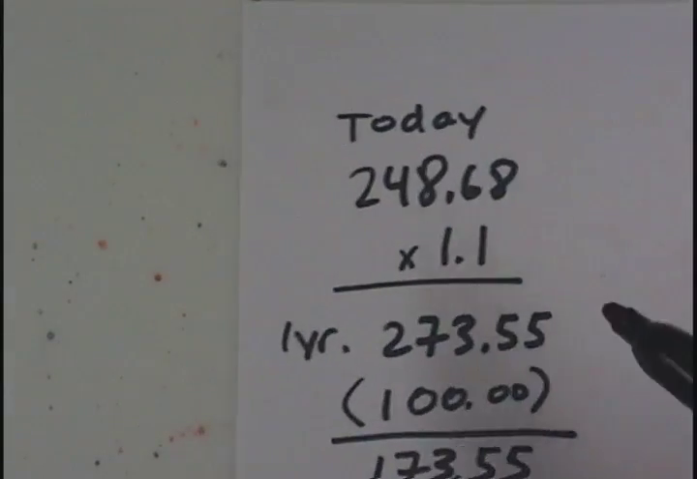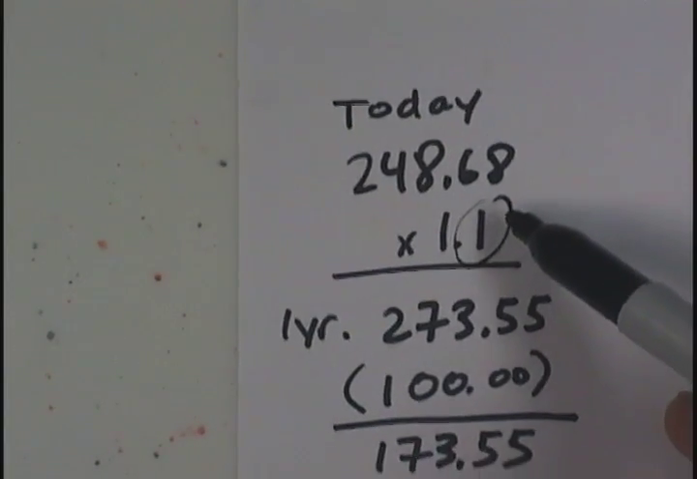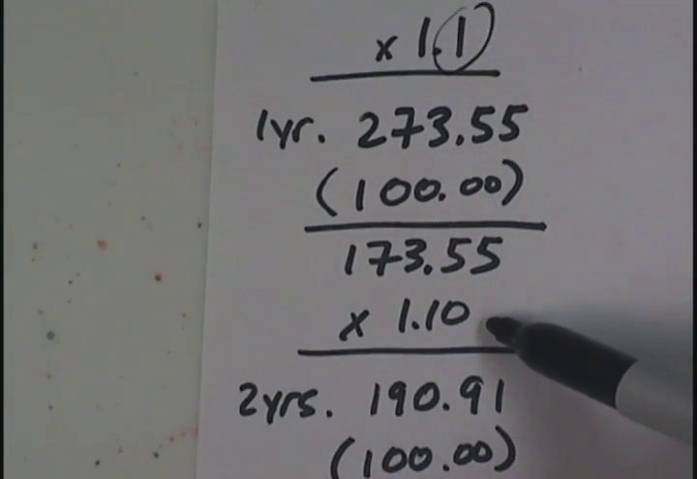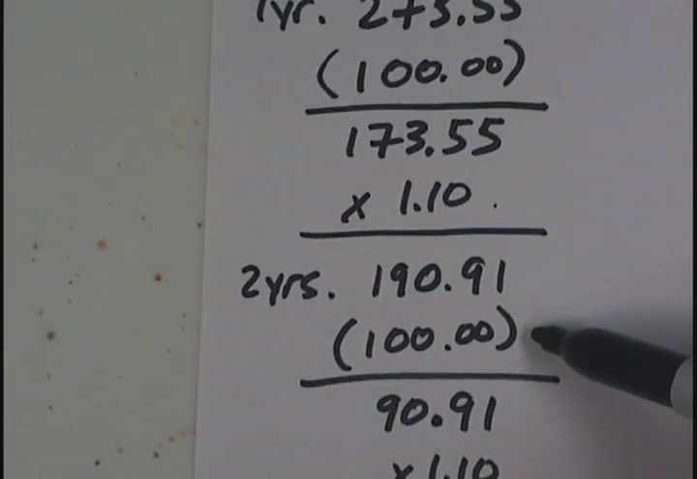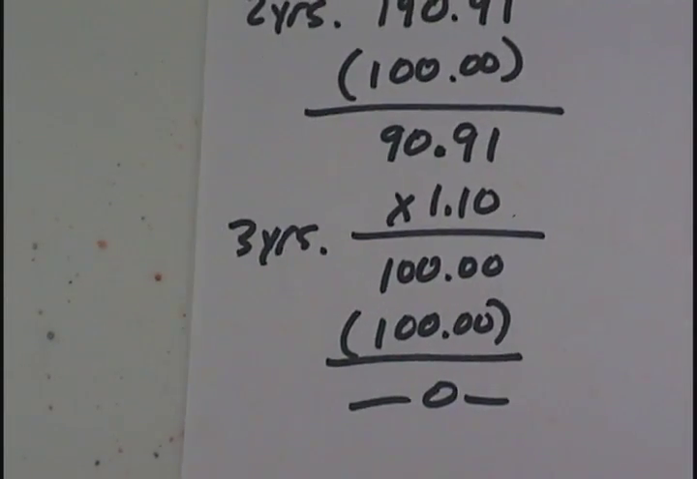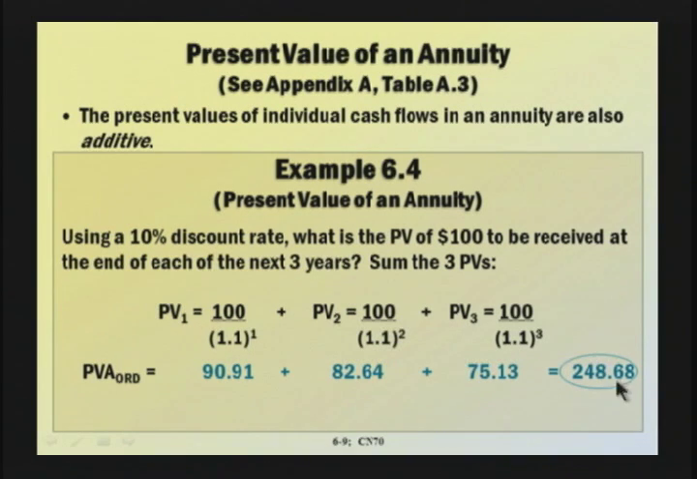So what I was able to do is take the $248.68 today, and it will, earning the 10% interest, allow me to take the payment out at the end of the first year. It continues to earn 10% interest. What's left over earns 10% interest. I pull out the second payment 2 years from now. The balance then earns 10% interest and allows me to pull out the third and final payment with nothing left. So that's that idea of indifference. I'm indifferent between the $248.68 today or $100 at the end of each of the next 3 years, because I can turn one amount into the other just by investing at that 10% discount rate.